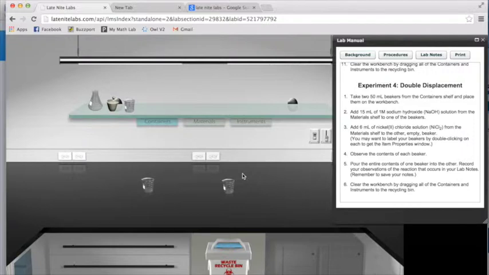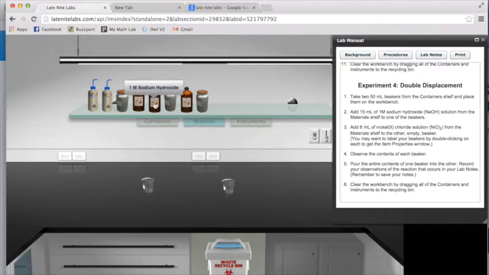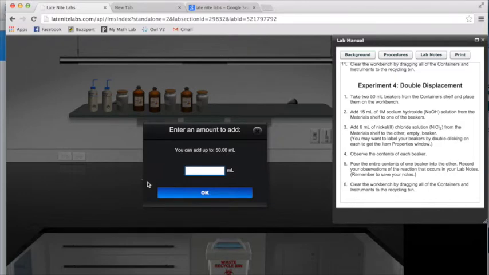The next step is to add 15 milliliters of a 1 molar solution of sodium hydroxide. That means for every 1 liter there is 1 mole of sodium hydroxide. So we'll go to materials and grab that from right here. And like I said, we need 15 milliliters.